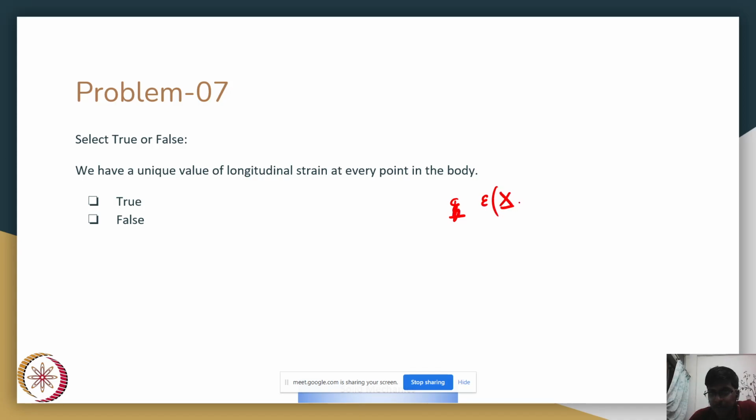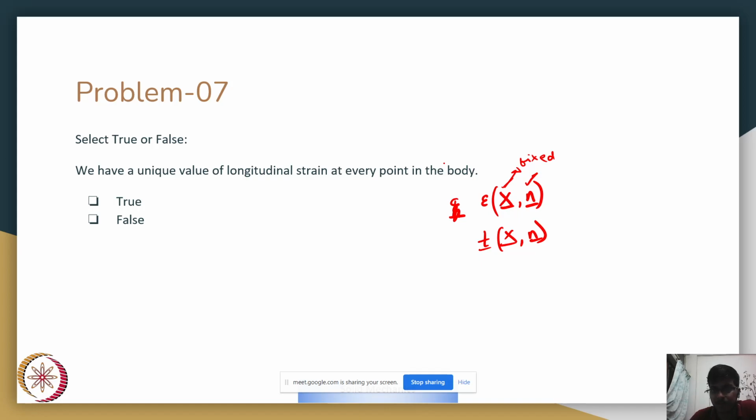So if you remember, we write longitudinal strain as something like this. Obviously false, right? Because even if you fix x, you can move around. Even if this is fixed, you can move around in whichever direction you want. This is very similar to what we saw in traction, t of x comma n. Since you can have infinitely many planes passing through a point, you can have infinitely many traction values.